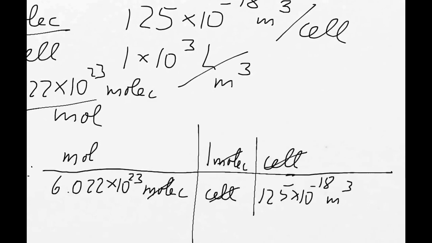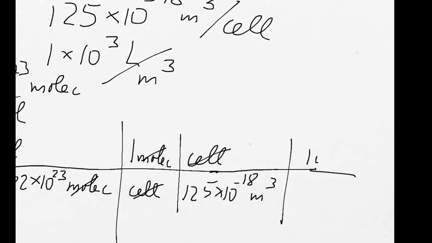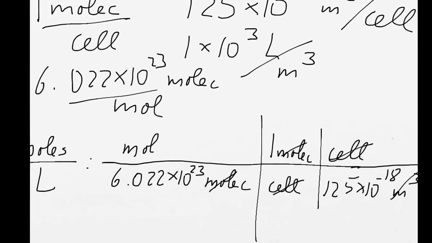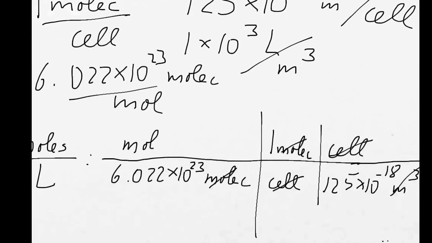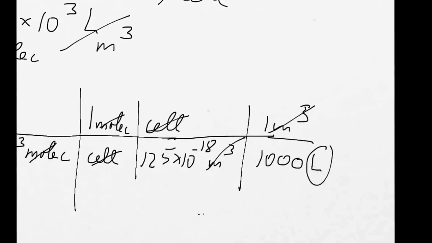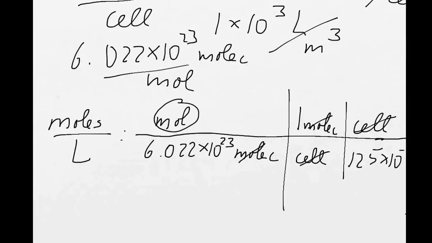And we know that in 1 cubic meter, we have 1,000 liters. Yeah? So the cubic meters cancel out. Are you happy with that? Yeah. So what do we have left in terms of units? We have mole and liters. What did we want? Moles per liter. Hey, yeah! We are on the right track, aren't we?